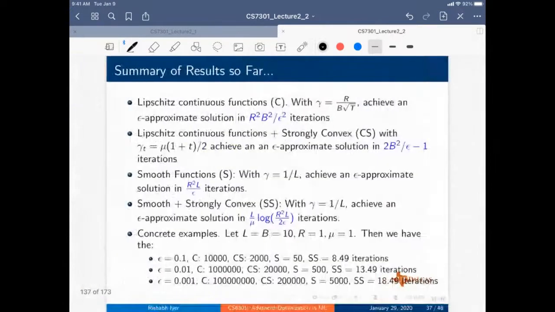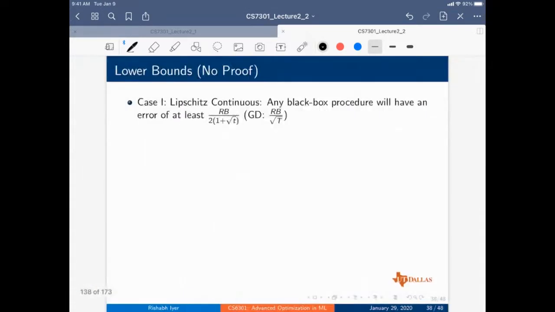I think here you can view this. So this is actually slightly better than this, right? As you can see, it's still bad because the constants can be bad, right? And secondly, it is still not as fast as the smooth plus strongly convex case, but at least it is better than just the continuous case. Okay. So with this, we'll end here, and next time we'll discuss lower bounds on the gradient descent.